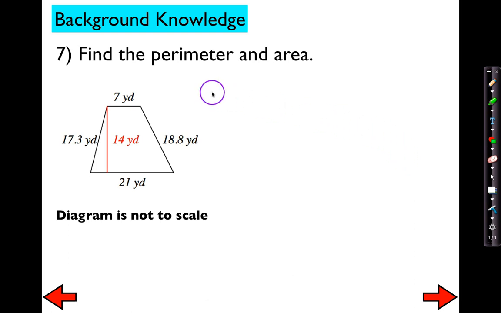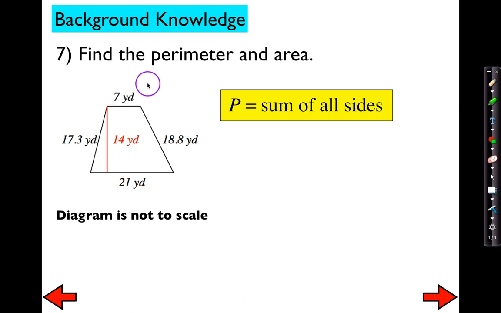Okay, so now here it says find the perimeter and area. Now, please be mindful, this is not a triangle, this is not a rectangle. This here is what we call a trapezoid. A trapezoid has a very special formula, and you want to make sure you remember it. So first of all, let's find the perimeter. That's easy. The perimeter of any shape is always going to be the sum of all sides.